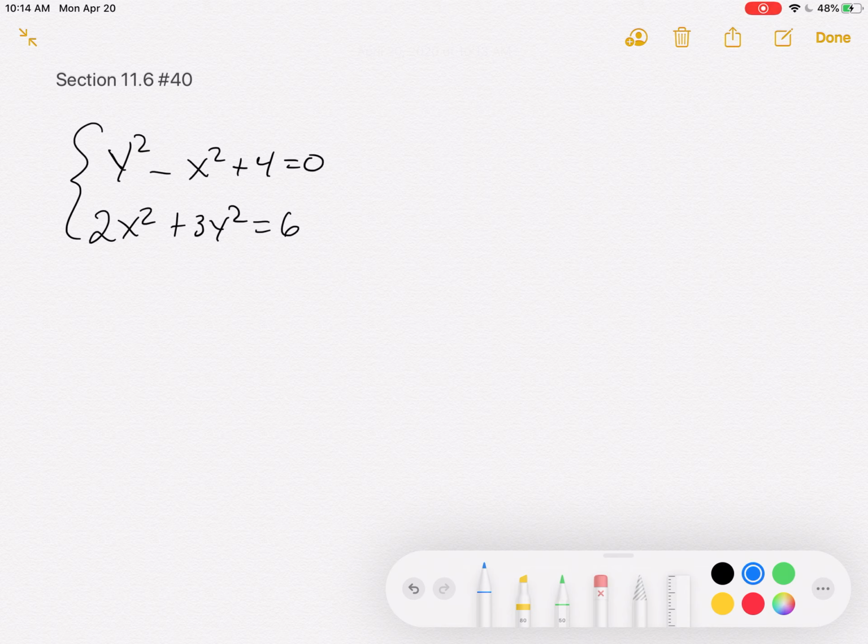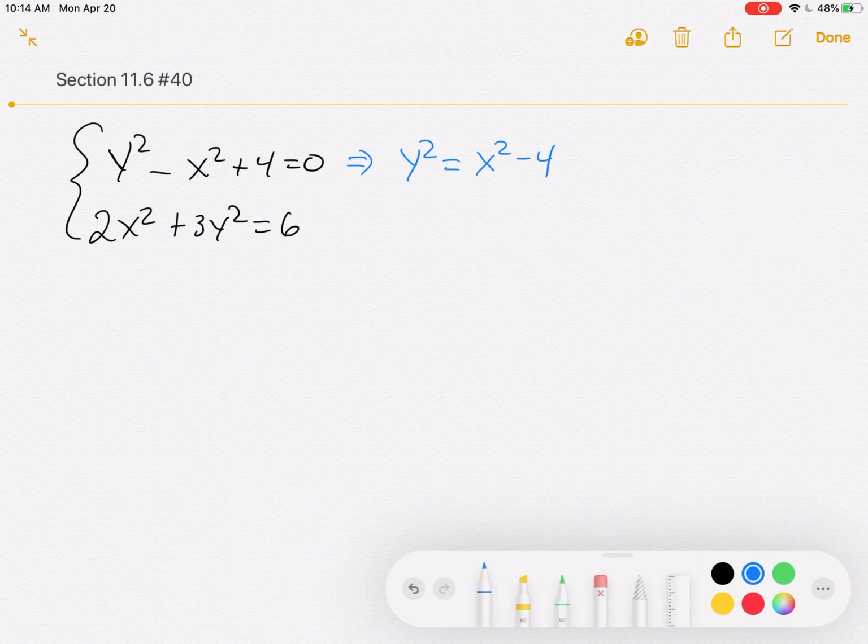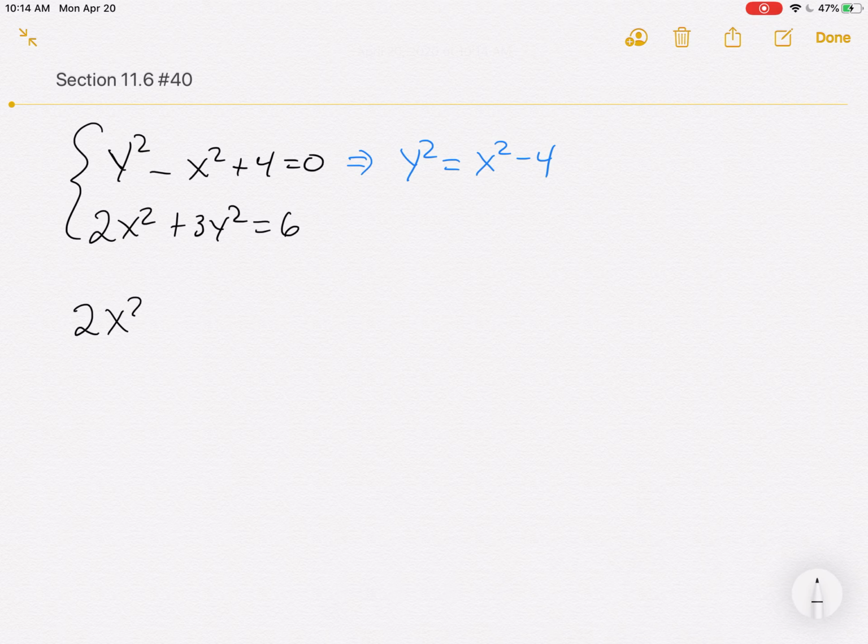And I'll make the determination, well, I can easily get y squared by just moving over the x squared and the 4. And it would be a positive x squared and a negative 4 when it gets moved over. What are we going to do next? Same thing that's been modeled. We're going to take our second equation and substitute in.